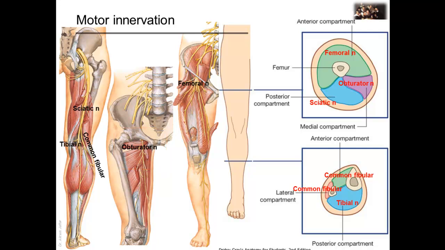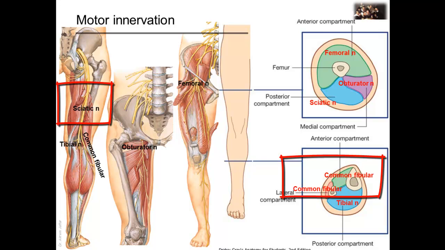Most muscles in the posterior compartment of the thigh and the leg and in the sole of the foot are innervated by the tibial part of the sciatic nerve. The anterior and lateral compartments of the leg and muscles associated with the dorsal surface of the foot are innervated by the common fibular part of the sciatic nerve. The sciatic nerve is the largest nerve in the body and it is a branch of the sacral plexus.